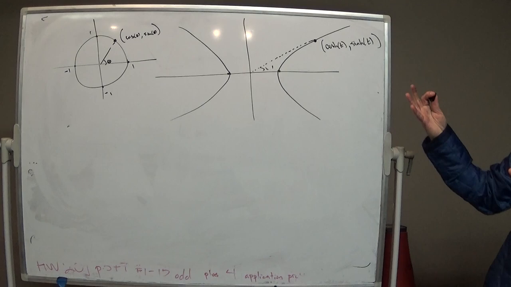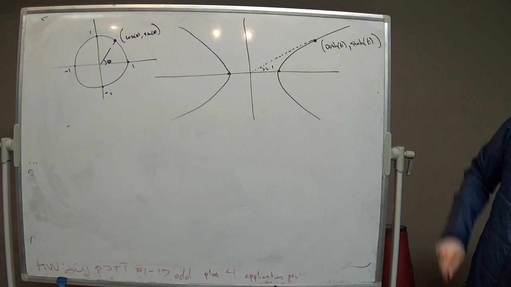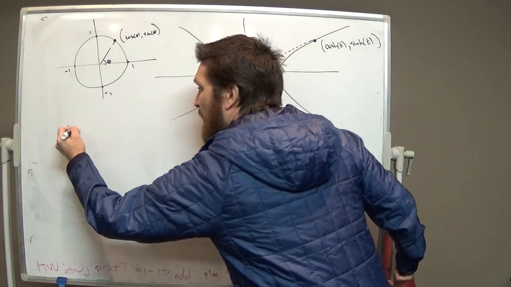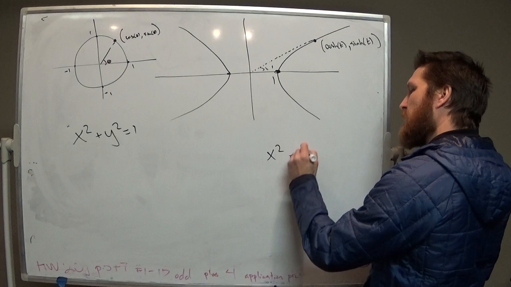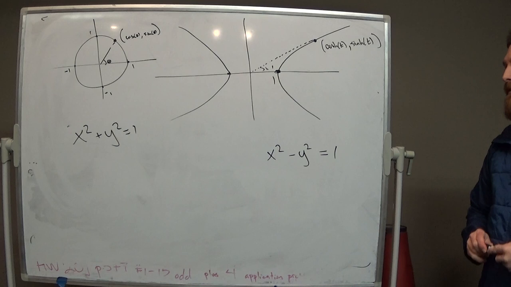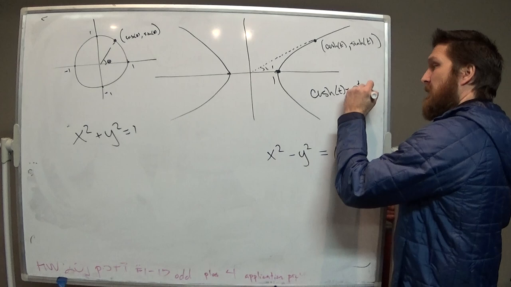So if you're using a circle and you're tracking your progress along a circle, you use sine and cosine. If you're tracking your progress along a hyperbola, and this is a hyperbola that goes through one, so this was the circle, x squared plus y squared equals one. This is the one, x squared minus y squared. Okay. And in that case, cosh and sinh. And it turns out that cosh of t is equal to e to the t plus e to the negative t, the average of e to the t and e to the negative t.